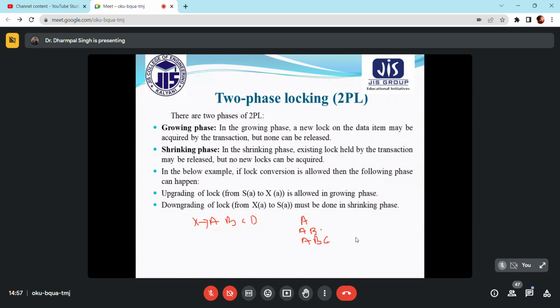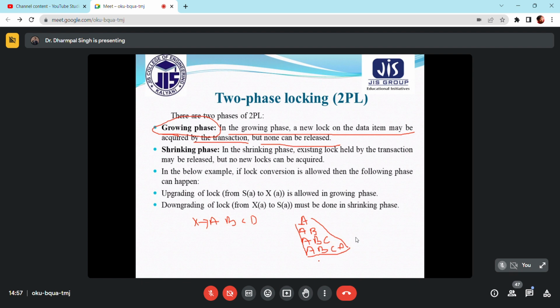You can see that here we are acquiring the locks. Suppose D is also held by some other transaction, it has to wait, and then we can acquire D. So you can see that the phase is growing. First A, then the others, like this, growing phase. Growing phase means that in the growing phase a new lock on a data item may be acquired by the transaction, but none released. After all the acquiring is done, I can perform the execution, and after the execution, I can release the locks.